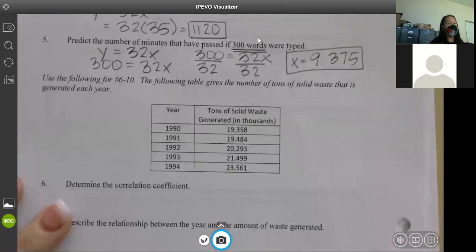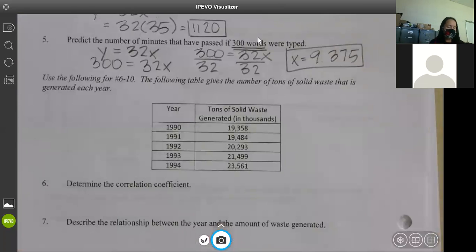Okay, use the following for 6 through 10. The following table gives the number of tons of solid waste that's generated each year. Determine the correlation coefficient. So we're looking for R. If you don't have your stat diagnostics on, the R will not show up. So that's what you turn it on for, okay?